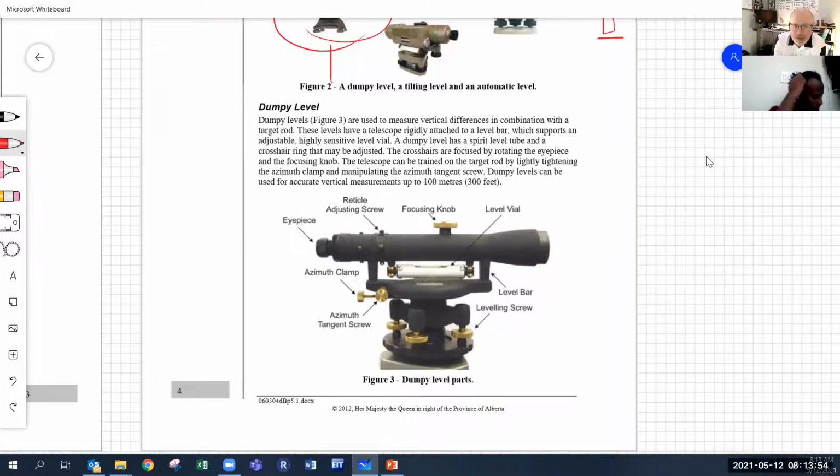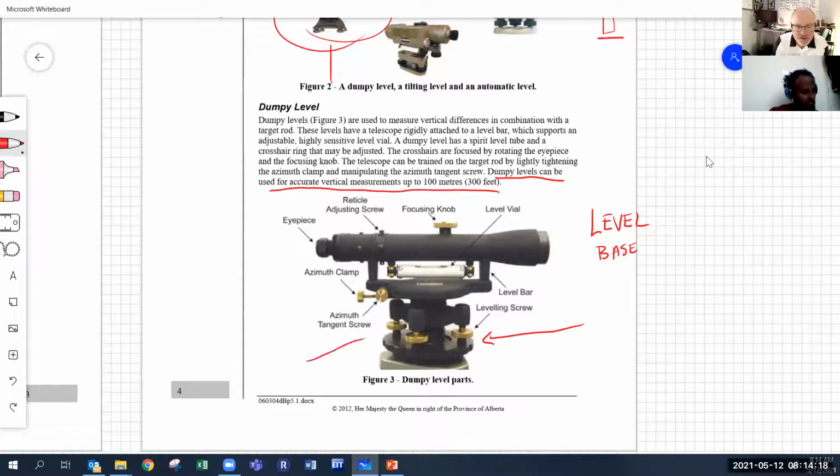A dumpy level can be used for accurate vertical measurements up to 100 meters, which is pretty far. They're highly sensitive and they need to be level. All of these need to be set up on a level base, and we level these up. As you can see in here, there are these leveling screws.